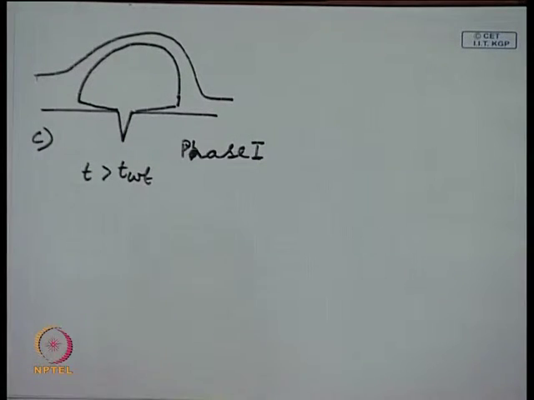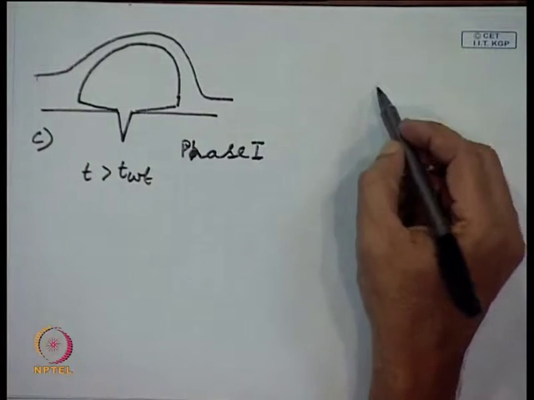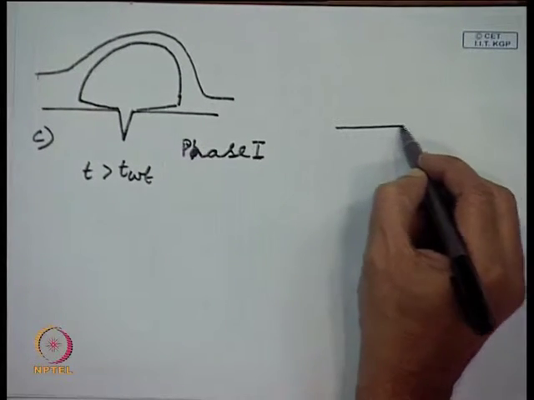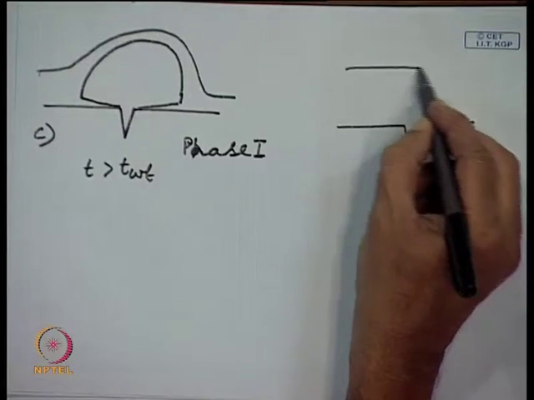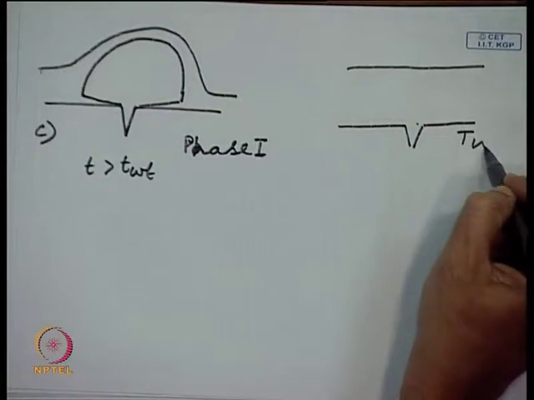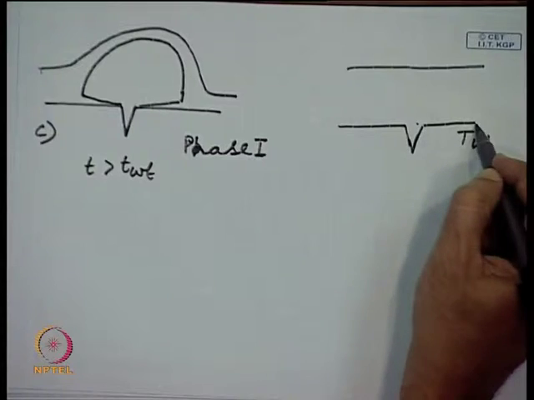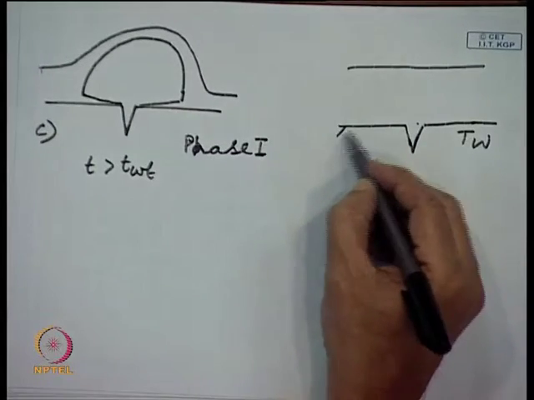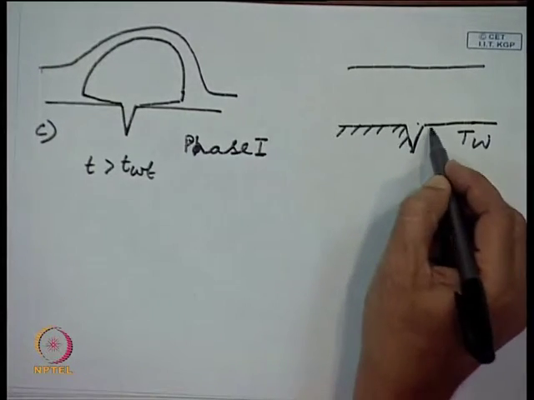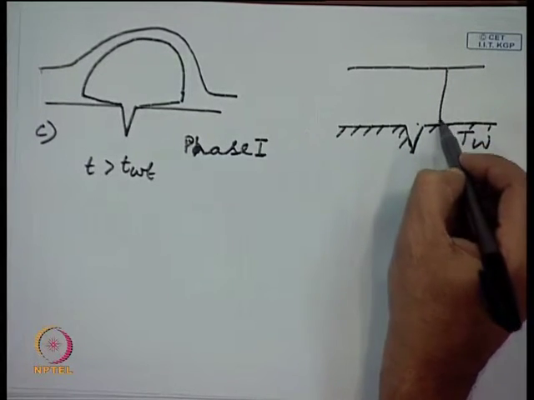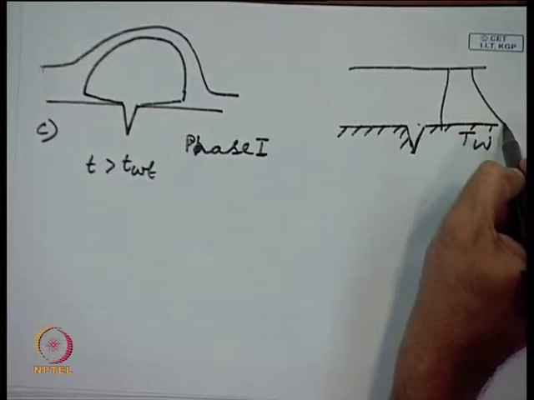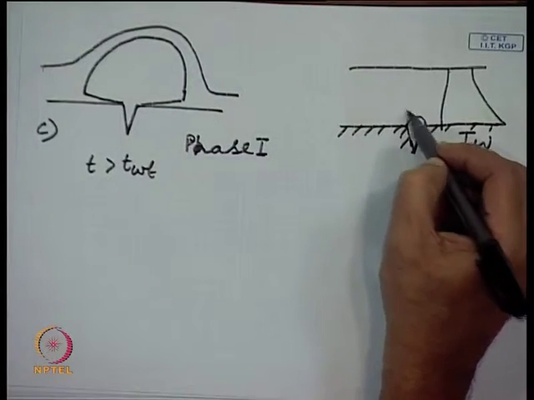Initially, when the bubble forms inside the thermal boundary layer, this is the thermal boundary layer. T wall is the highest temperature anywhere in the phenomenon we are considering, and we have the bulk temperature which is lower. Here we have T sat.